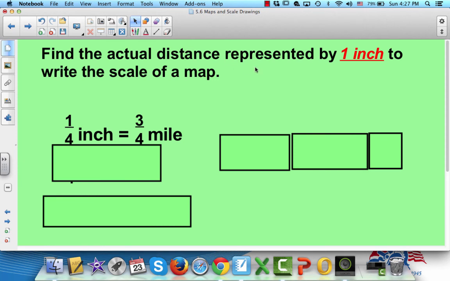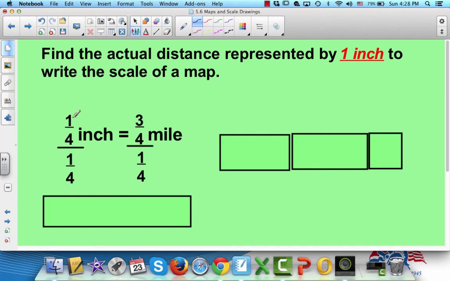All right, find the actual distance represented by 1 inch to write the scale of a map. What's so different about it? Oh, we have fractions. But don't worry, fractions are our friends, not our enemies, okay? You do the same thing that you've been doing the whole time. We want this 1/4 of an inch to be 1 inch. So what do we divide 1/4 by to make it a 1? Same thing you've been doing with the previous ones. You divide it by itself. So we divide 1/4 by 1/4 and 3/4 by 1/4. That makes this become a 1, okay?